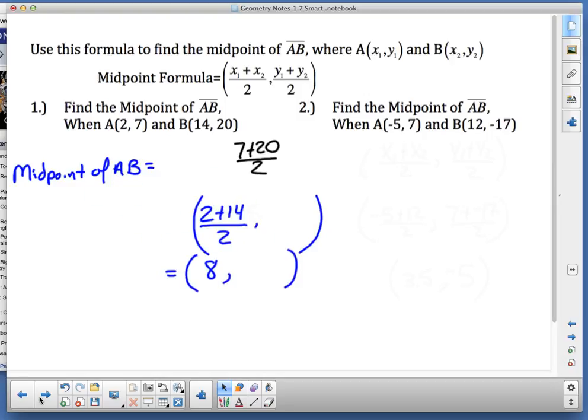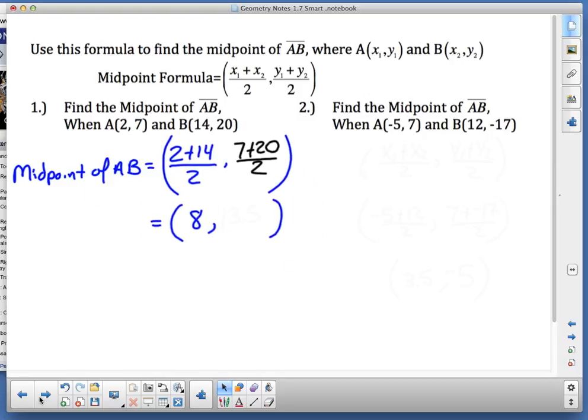8's my midpoint for my x's. And my midpoint for my y's is going to be 13.5, 27 divided by 2. Are there any follow-ups with that? Okay, give it a try.